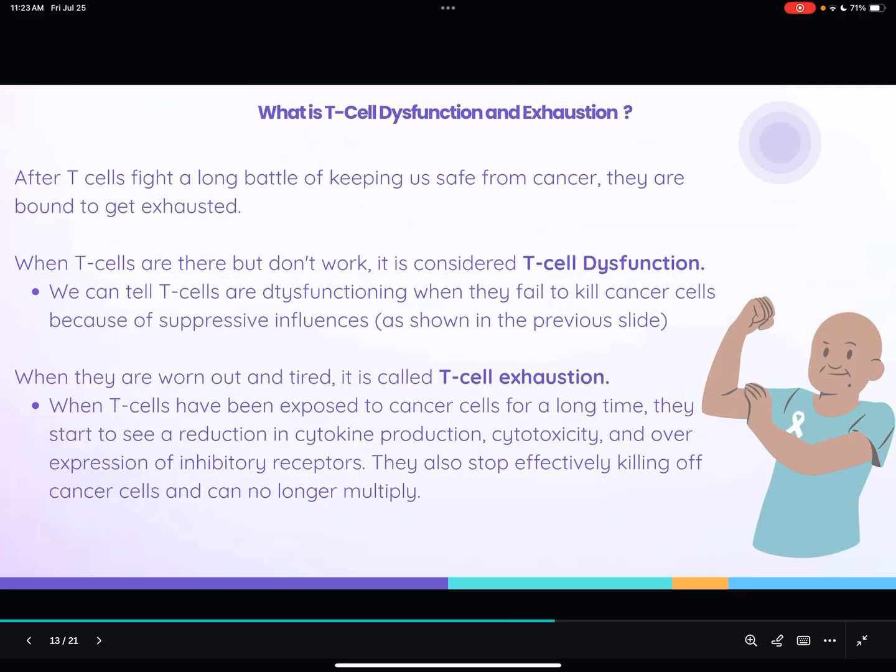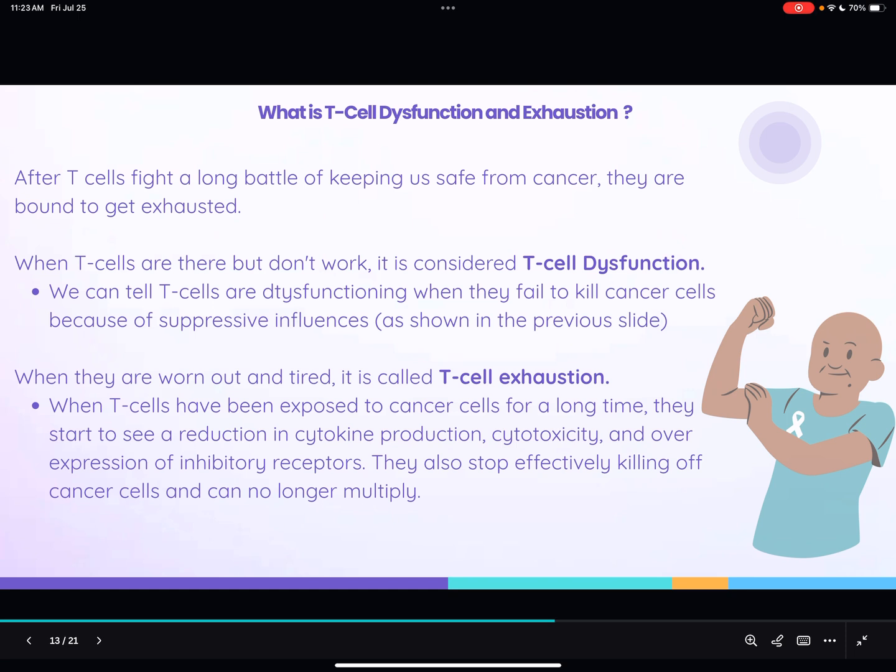So we're going to go over a little bit more of the dysfunction and exhaustion of these T cells. So after T cells fight a super long battle of keeping us safe from cancer, they're bound to get exhausted. When T cells are there but don't work, this is called T cell dysfunction. We can tell that T cells are dysfunctioning when they fail to kill cancer cells because of suppressive influences, which was shown on the previous slide.